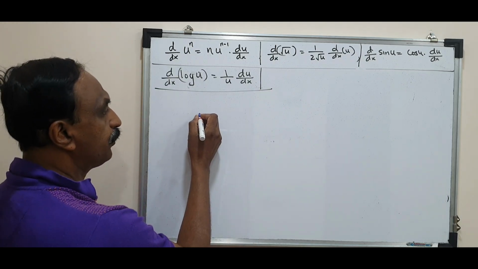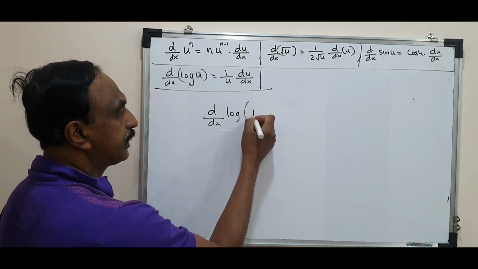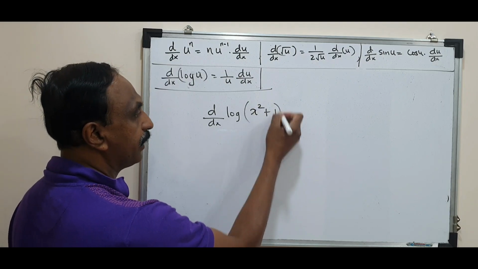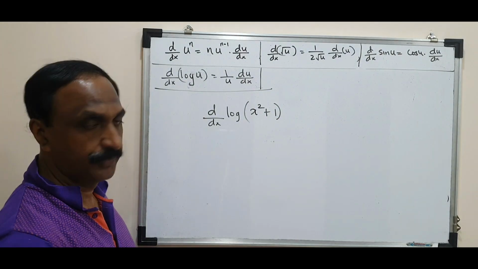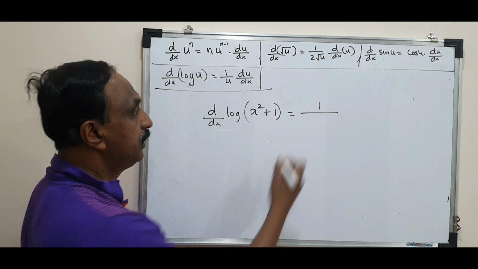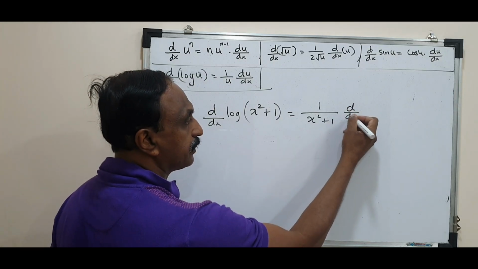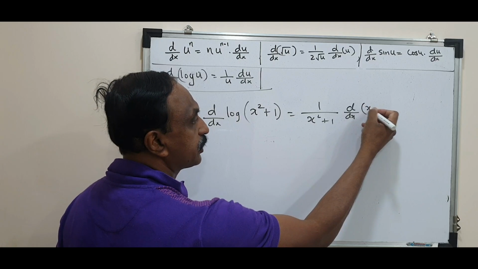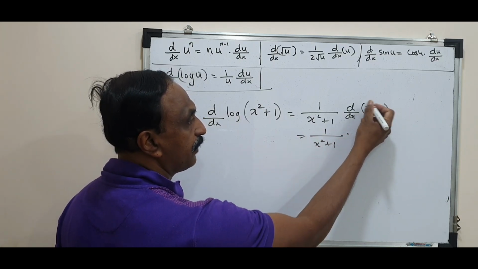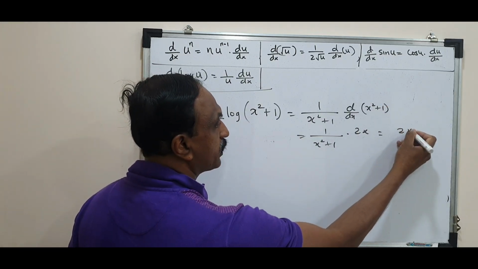So let's say I want to differentiate log of x square plus 1. What is the derivative of log u? 1 by u. So 1 by x square plus 1 into the derivative of the denominator. Whatever you write here, it's the derivative of x square plus 1. So 1 by x square plus 1 into the derivative of x square, which is 2x. The derivative of 1 is 0. So the answer is 2x upon x square plus 1.